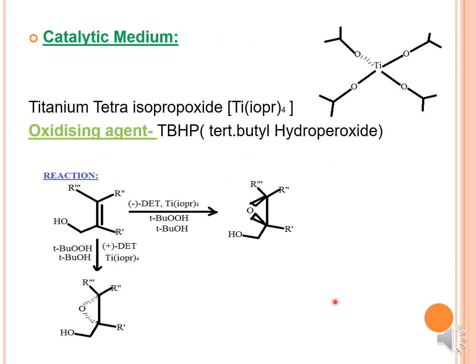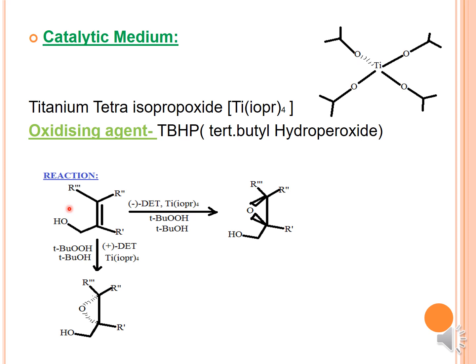And then moving on to the catalytic medium. So this is your catalyst, TiOiPr4, that is titanium tetraisopropoxide. The oxidizing agent is tertiary butyl hydroperoxide. In all these mediums, you have to take one starting material and treat it with DET, which can be plus DET or minus DET. Then upon treatment with the catalytic medium and oxidizing agent, only then will you get the epoxide formation.